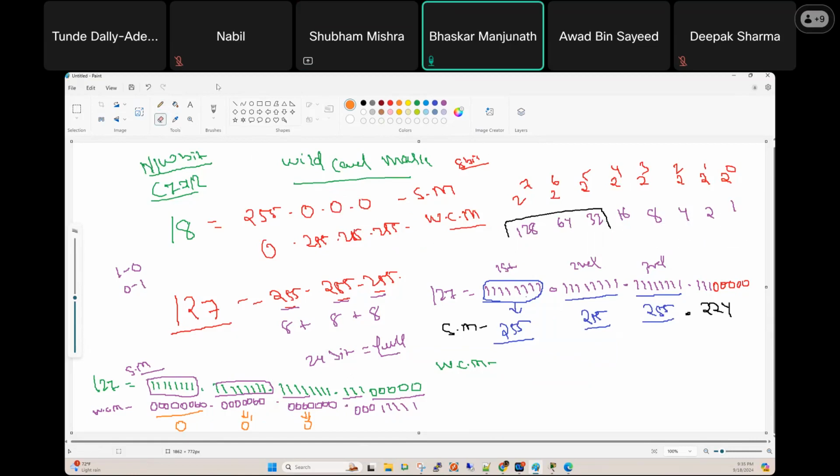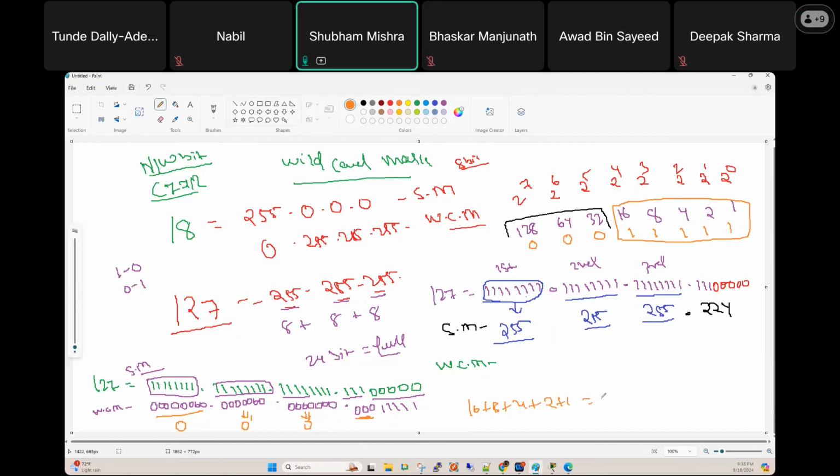Okay, now please focus here. In the last octet, these three are 0. It means this is 0, this is 0, this is 0, and the rest are 1. So what do you need to add? You only need to add this part: 16 plus 8 plus 4 plus 2 plus 1. How much, guys? 31. So what will be the wildcard mask? 0.0.0.31.